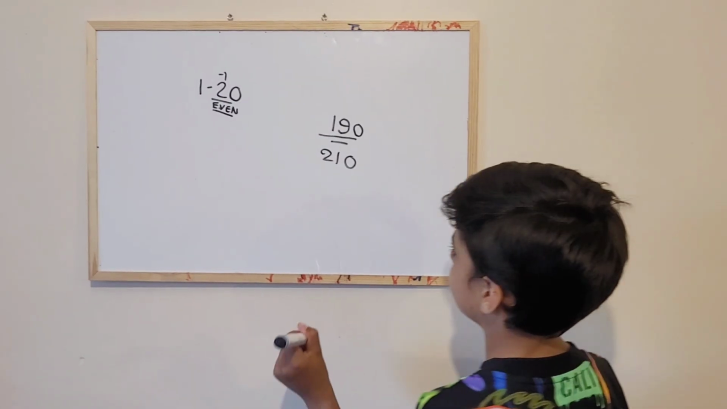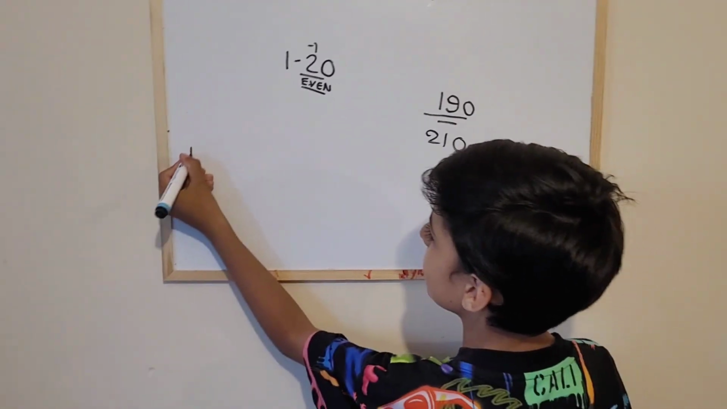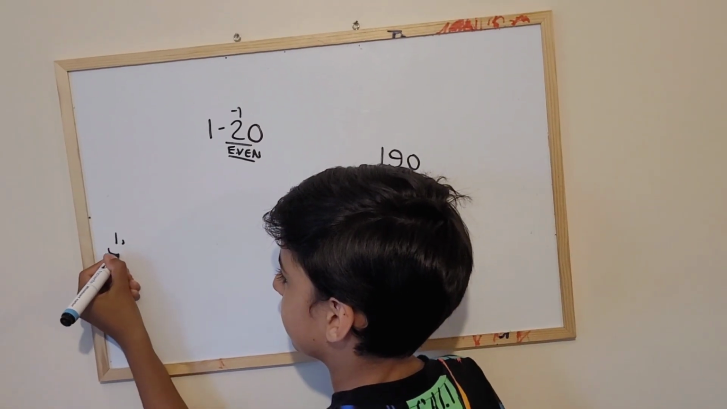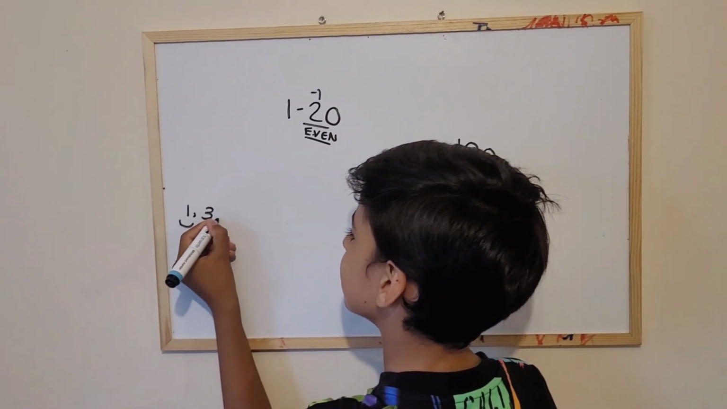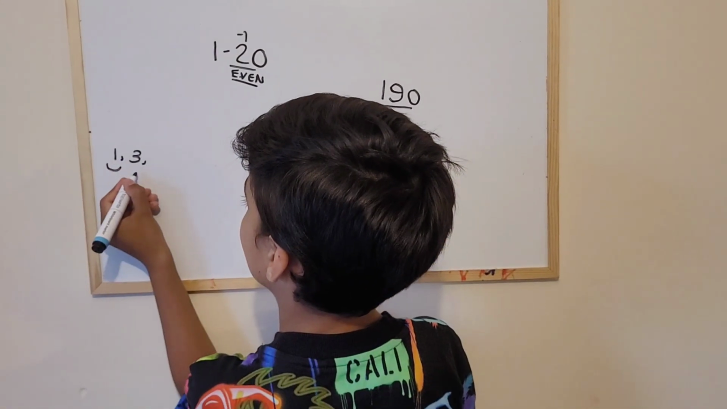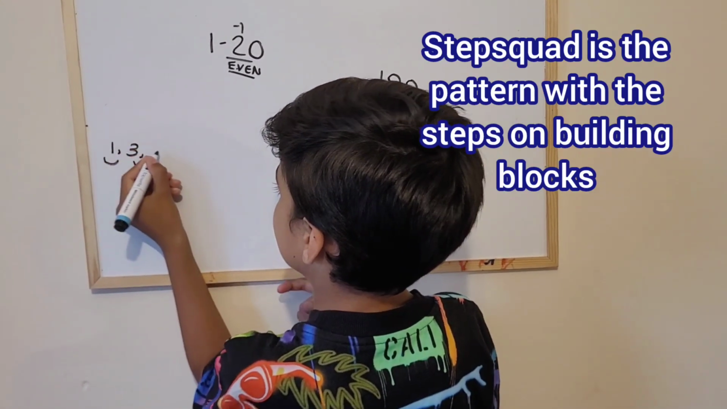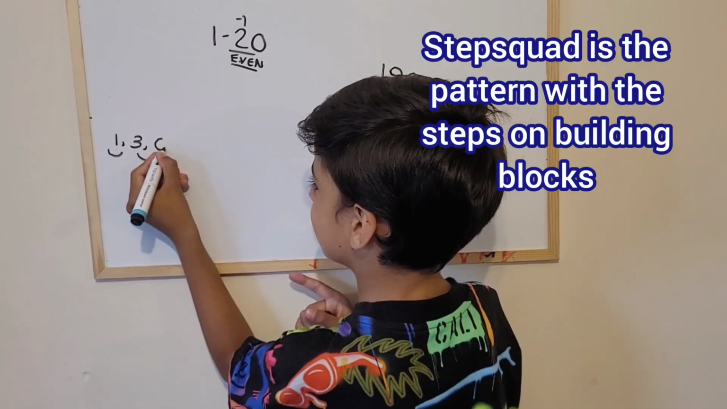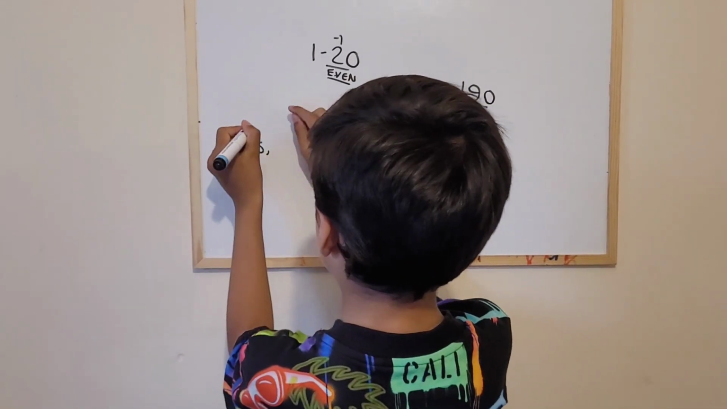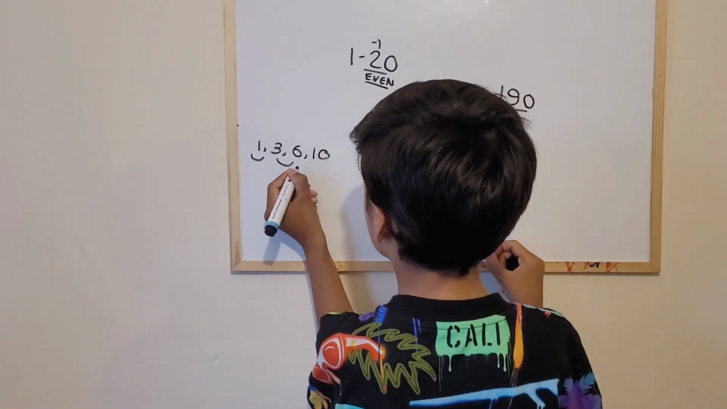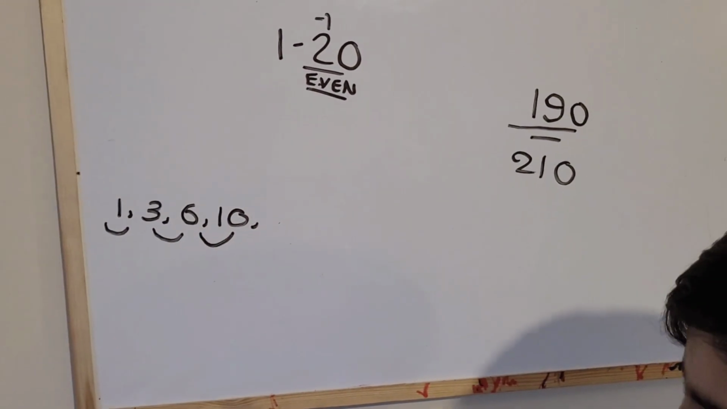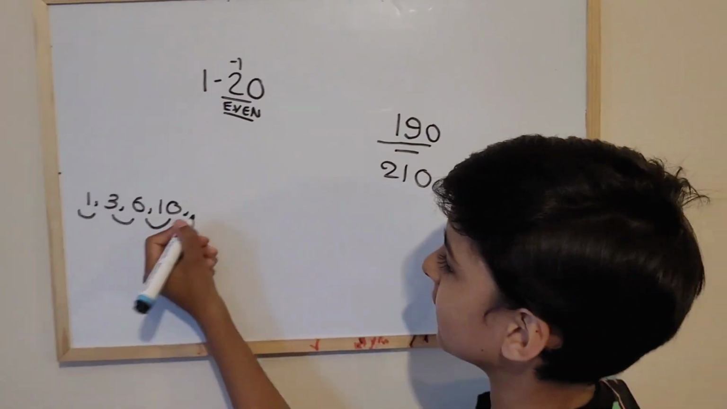You know, always that 1 step squad is 1. 2 step squad is the number added before it, 3. 3 step squad is the number added on top of it, 3 plus 3, 6. 4 step squad is the next number: 3 step squad plus 4, 10. 5 step squad is 4 step squad plus 5, 15.